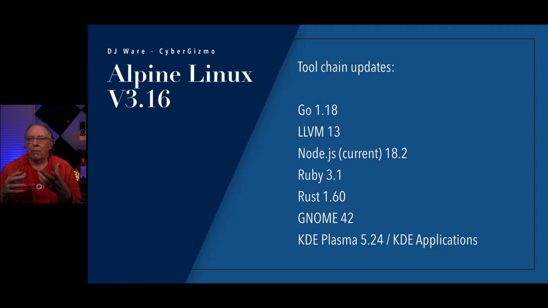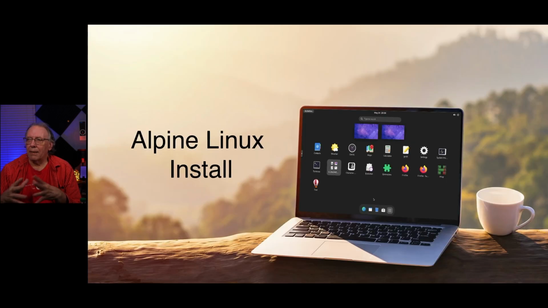Ruby 3.1, Rust 1.60, and of course GNOME 42, and then Plasma 5.24. Also, the KDE applications that go along with it have been updated as well. I guess the first thing we need to do is to run through and install. This will be pretty trivial. It's not very hard to install Alpine Linux. So let me get set up and I will be right back.